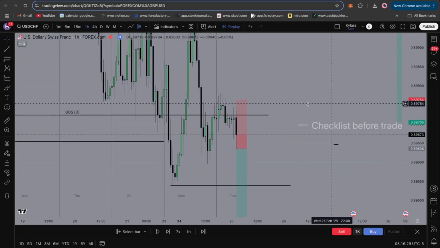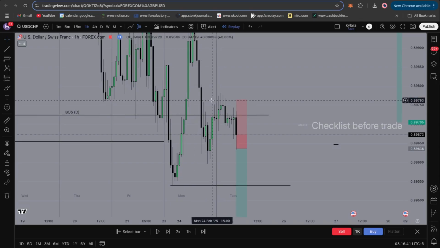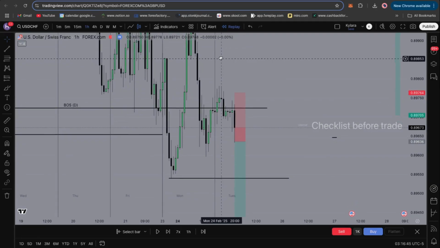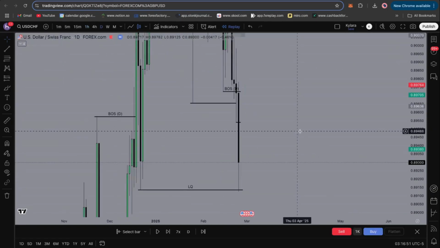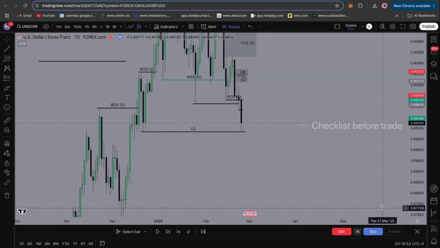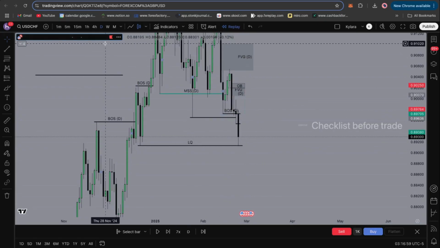We also, on the 1 hour, have this fair value gap here, which we are respecting with these wicks very nicely. We wicked up into it four times, and then price moved lower. So this is everything I'm looking for on the trade. I have a nice drawn liquidity, which was this low here. We closed below. I was looking for a continuation lower.